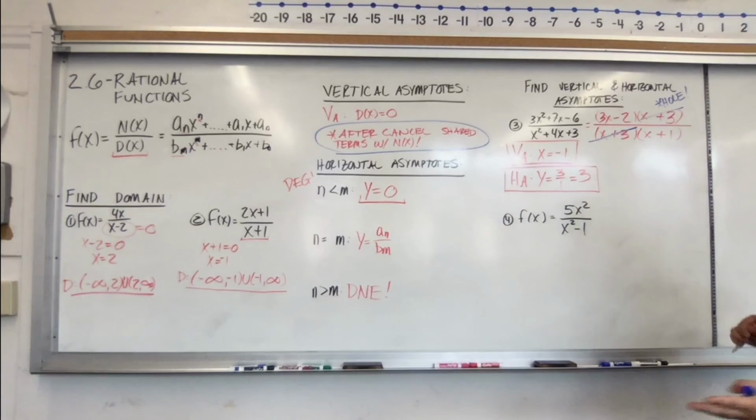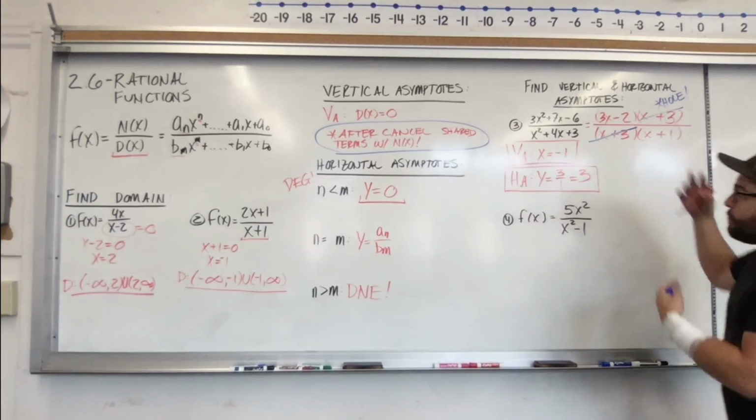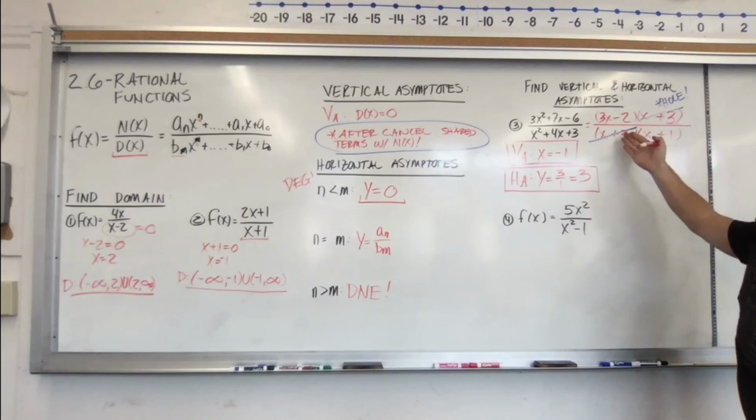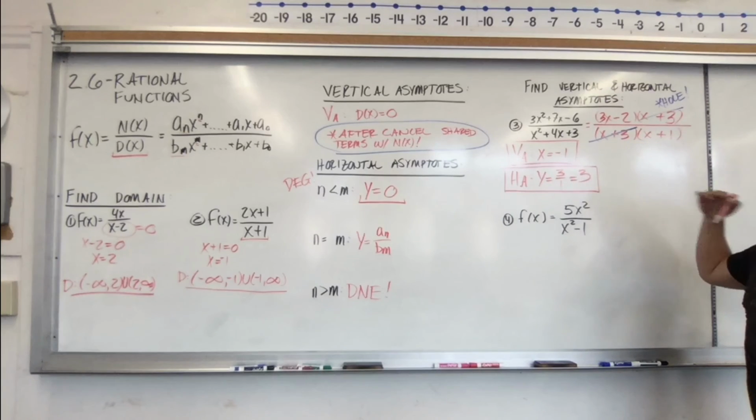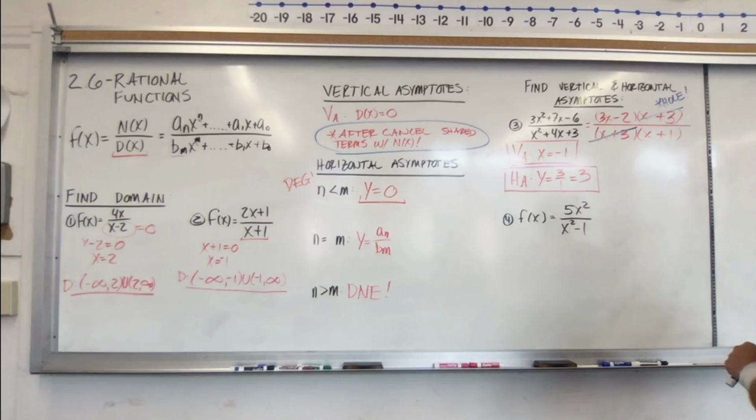That brings us to number 4. Like normal, give it a pause. Do what you can, fully factor top and bottom. Any repeats cancel out to get your vertical. And then apply one of these 3 cases to get your horizontal. We'll work it out in just a second.